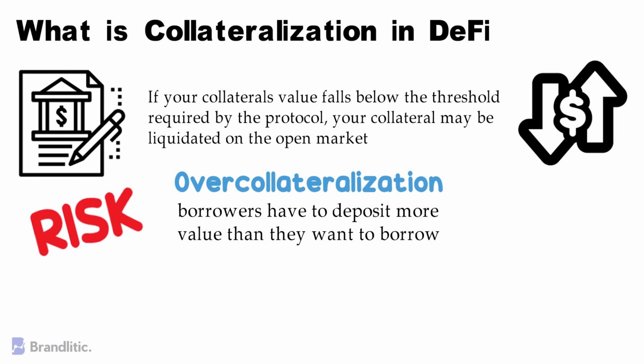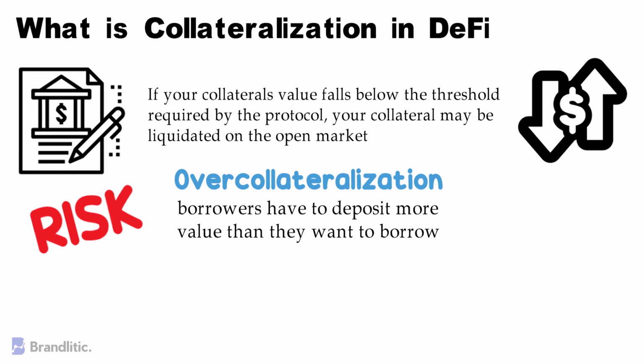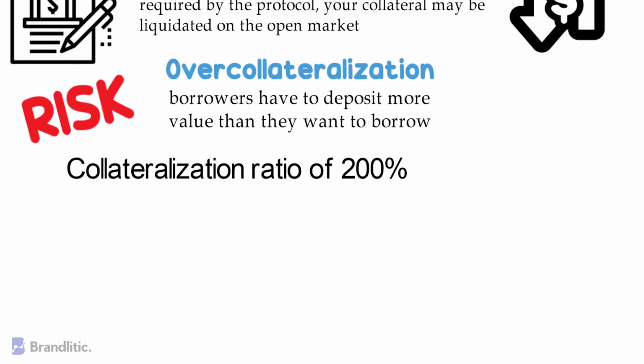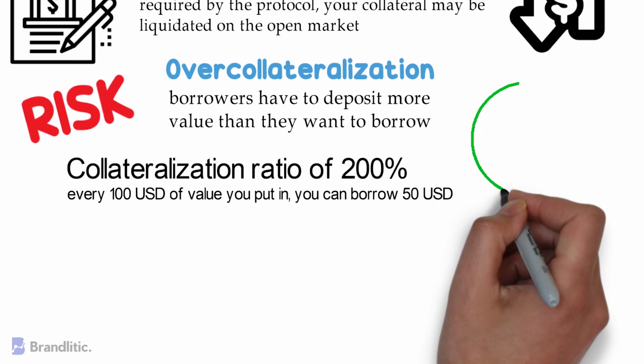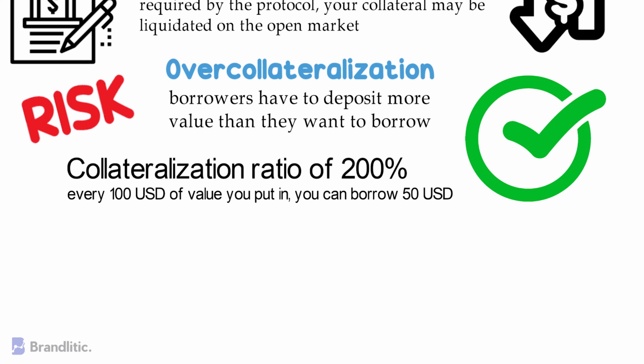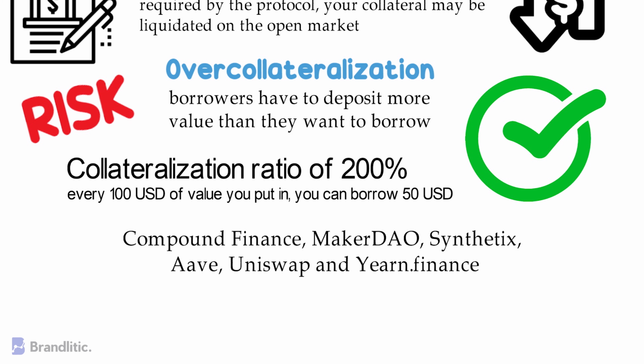So now let's say that the lending protocol you're using requires collateralization of 200%. This means that for every $100 of value you put in, you can borrow $50. However, it is usually safer to add more collateral than required to reduce liquidation risk even more. With that said, many systems will use a very high collateralization ratio, which goes as high as 750% to keep the entire platform relatively safe from liquidation risks. Further, some of the most popular yield farming platforms and protocols that yield farmers use include Compound Finance, MakerDAO, Synthetix, Aave, Uniswap, and Yearn Finance.